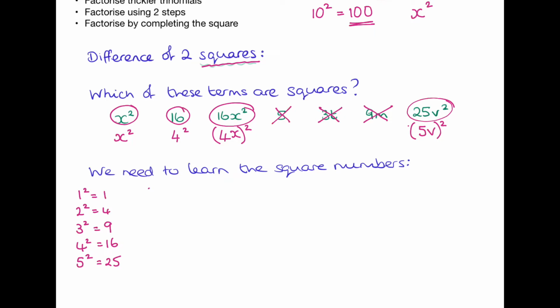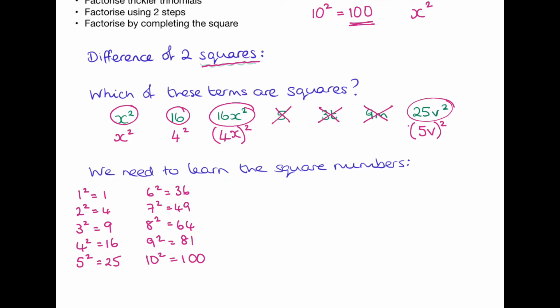Whichever ones you don't know, please make an effort to learn them. I'll just write them all down here. Not all of them, obviously. 9 squared is 81, 10 squared is 100. If you can learn those, then that's ideal.